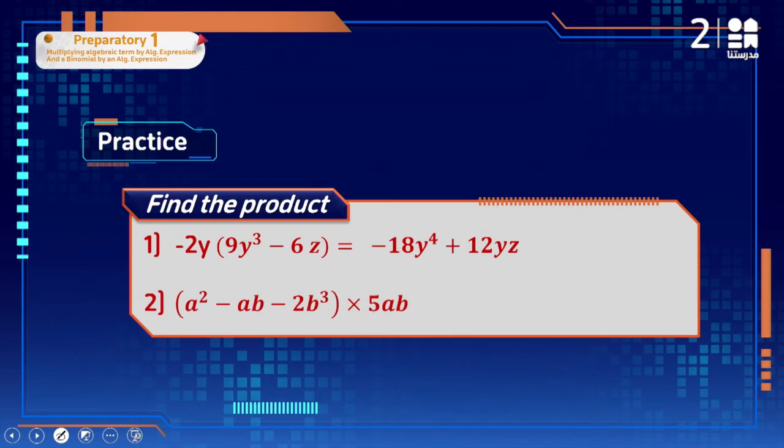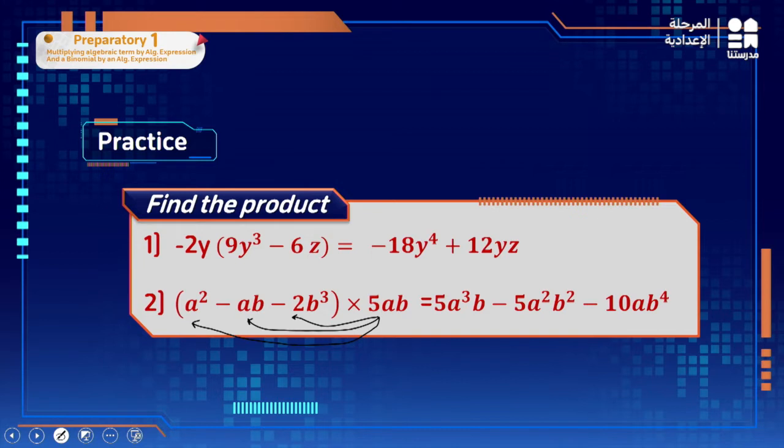Second one. A to the power of 2 minus ab minus 2b to the power of 3 times 5ab. Here the multiplication, we start from the right. It's easy for us. We are gonna distribute this 5ab times a squared and times negative ab and times negative 2b to the power of 3. So let's do it.